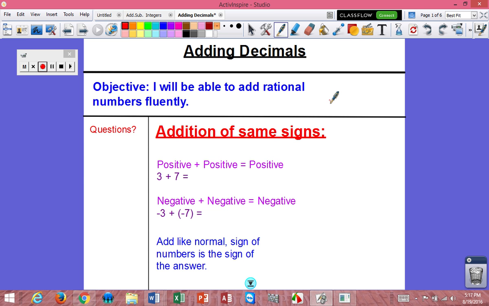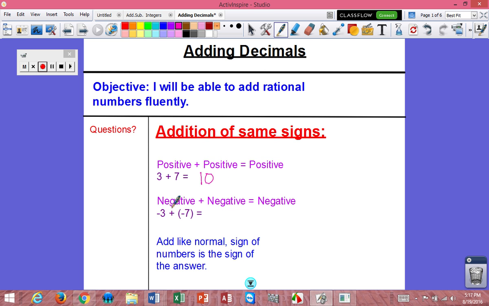Alright, so let's do some 6th grade review over our integer rules. So whenever we're adding positive numbers, we simply add them together. You've been doing that since you were young. So if we had a positive 3 plus a positive 7, that would just be 10.